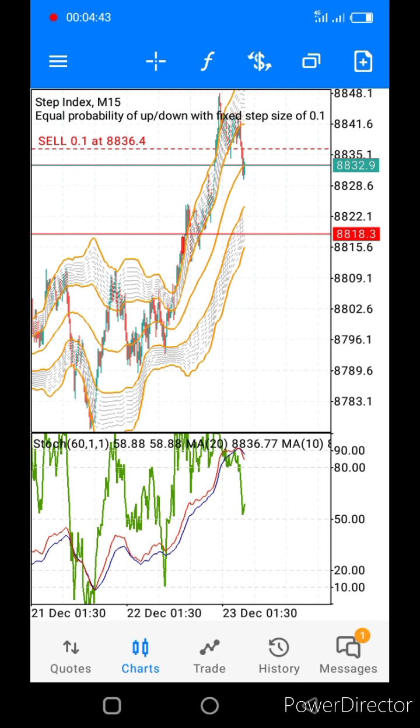This strategy also works for all the assets like that. And when are you going to exit? When the stochastic line hits 50 or hits 20, that is when you're going to pull out of this market.